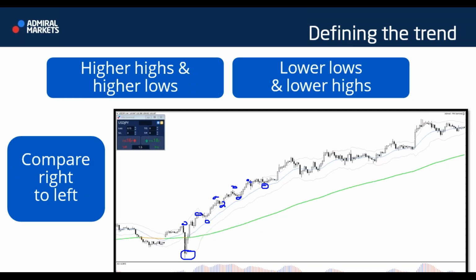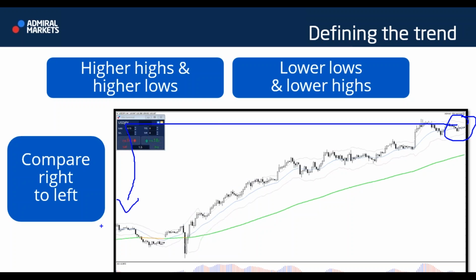Now, there's even a simpler way, in fact, and that's just to compare the chart that you're looking at, compare the right to the left, and if price on the right is higher than the left, we're in an uptrend, or if it's lower, we're in a downtrend. So, here price is pretty much higher than where it started on the chart, right? So it's an uptrend. So that's the very basic way of looking at it.